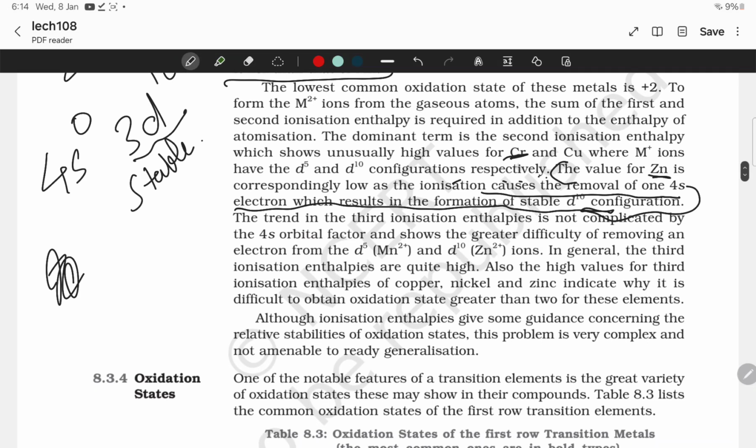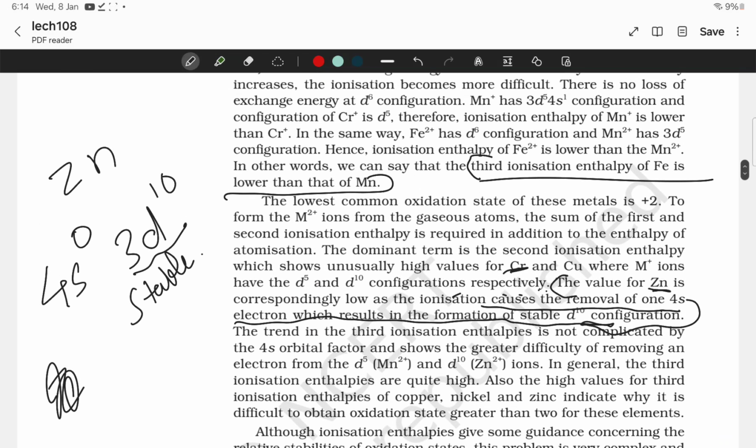The trend in the third ionization enthalpy is not complicated by the 4s orbital factor and shows the greater difficulty of removing an electron from d5. Look, the third ionization enthalpy of zinc means what? Remove one electron from the stable 3d10 and make it 3d9. That's the reason the third ionization enthalpy is very high.